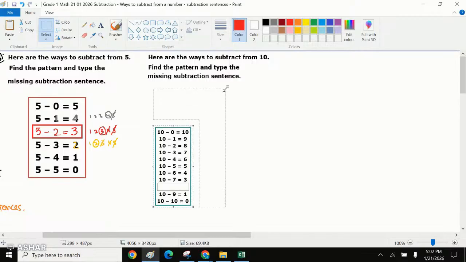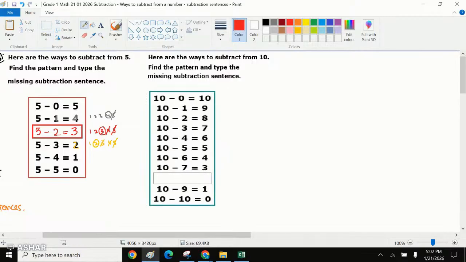So let's look at different numbers, and we are missing a subtraction sentence over here. See, 10 minus 0, any number minus 0 would be the same number, right? 10 minus 0 is 10, 10 minus 1 was 9, 10 minus 2 is 8, and so on. That means this number should be 10 over here, right? Because we are subtracting from 10, right? That means 10 minus, what is the next number?